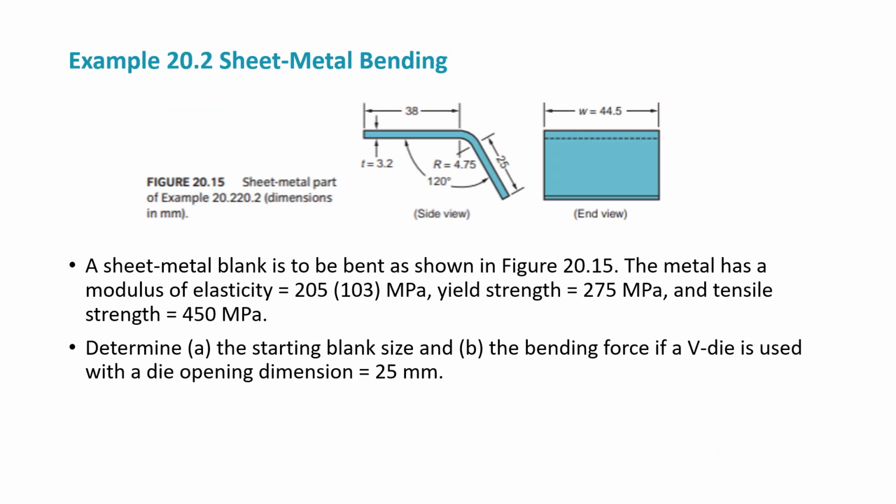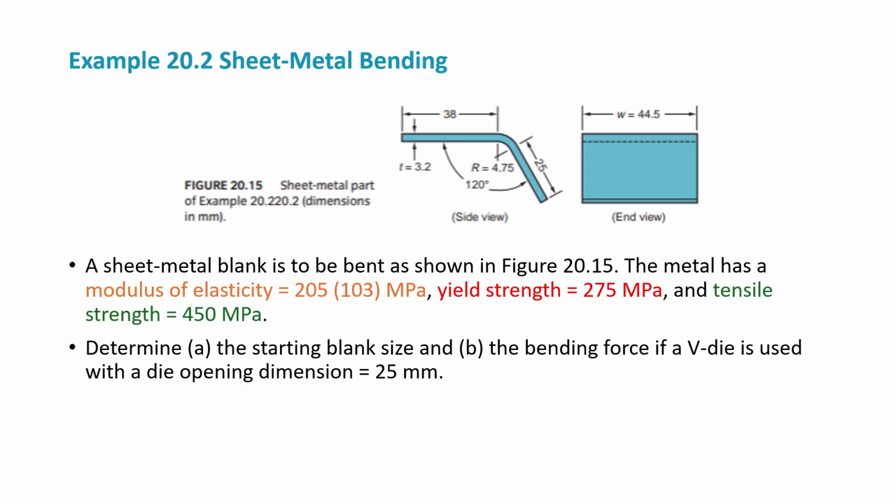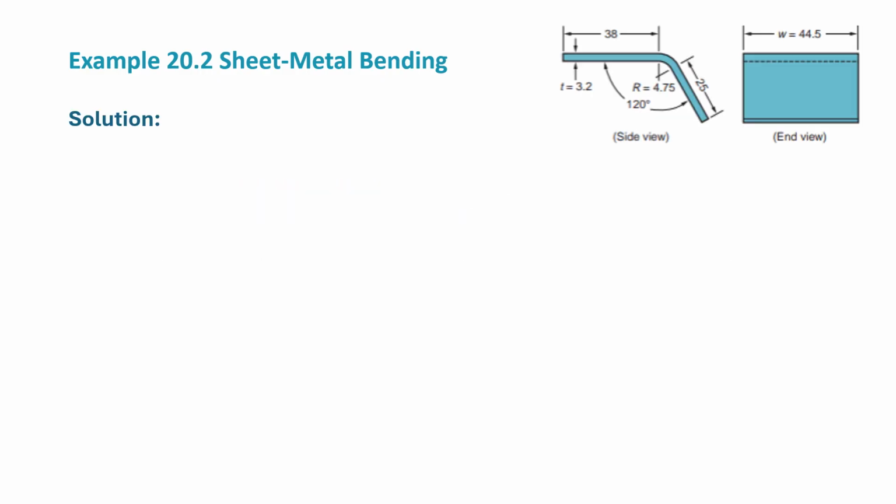So let's go back to the example once again and see what we have here. We have the modulus of elasticity given to us, the yield strength, and the tensile strength. Also, we have all the dimensions, including the R and the alpha. So let's see how we can find the starting blank size and then the bending force if we are using the V die for the bending. I highlighted the given parts, and then we start to apply the equation.